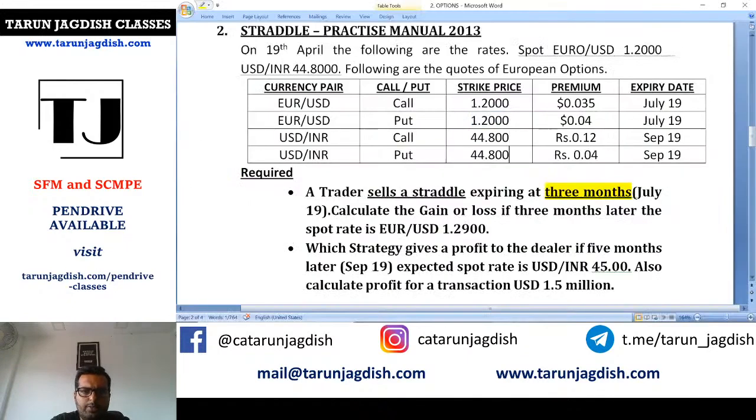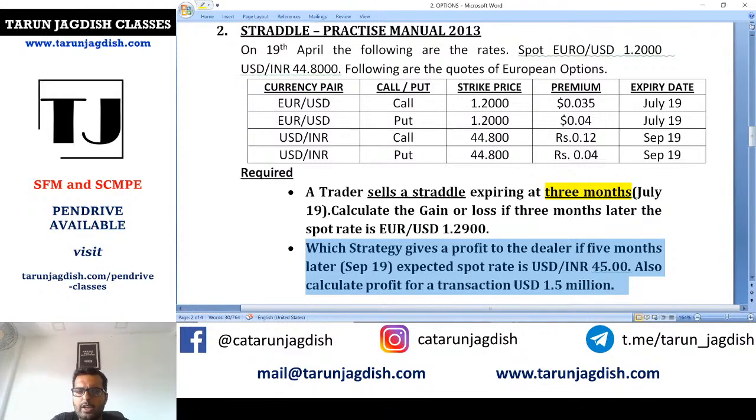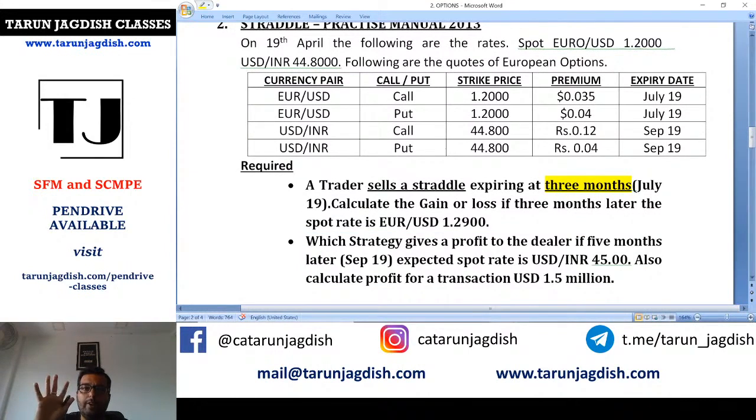Alright friends, so we are done with the first part. Let us read through the second part of the question now. What strategy will give a profit to the dealer if 5 months later the expected spot rate turns out to be 45 rupees per dollar? Now they are showing 5 months. So when they are saying 5 months, it means what? Is it rupee per dollar or dollar per euro? It is going to be rupee per dollar. And the spot rate on expiry is told to be how much now?